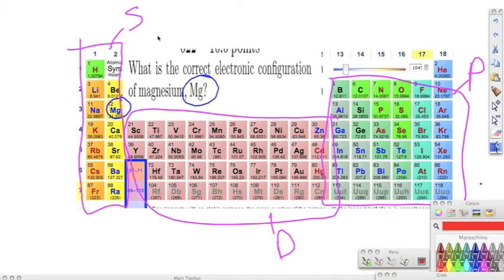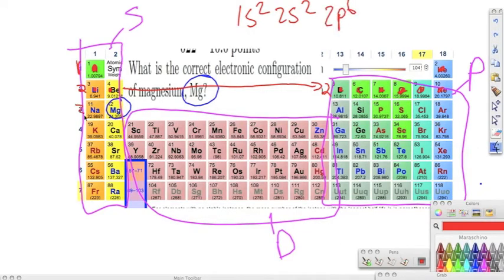Remember, all we do is we just start counting. Remember that this is 1, so 1s, 1, 2. Okay, so 1s2. Then we're done with that row. We come over here, 2s, 1, 2. Okay, so 2s2. Keep following the row. And we have, this is 2, but it's a different block. It's P, so it's 2p, 1, 2, 3, 4, 5, 6. So 2p6. Start over here. This is 3, 3s, 1, 2. We made it to magnesium. So this would be magnesium's electron configuration.